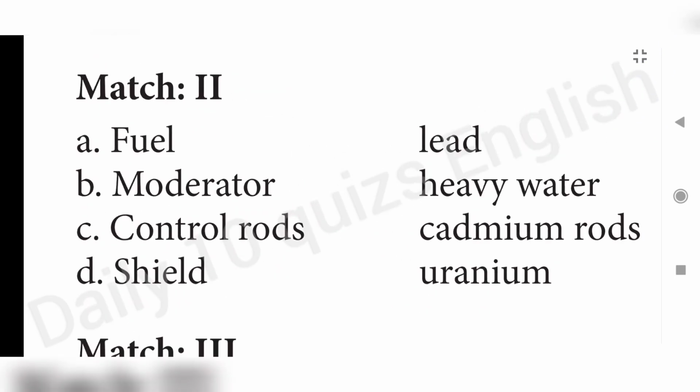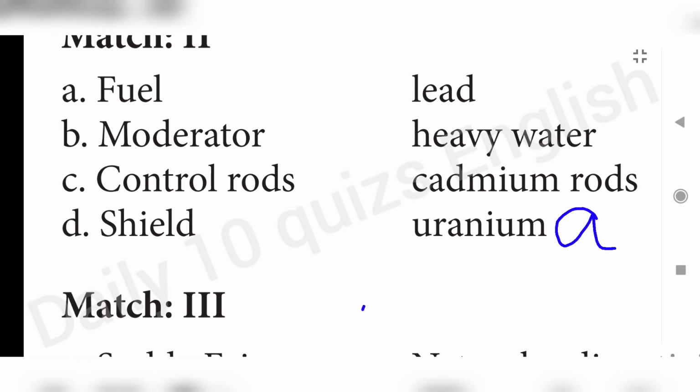Second one is A, fuel, it is uranium. So B, moderator, heavy water. C, control rods, cadmium rods. D, shields are lead. So the order is D, B, C and A.